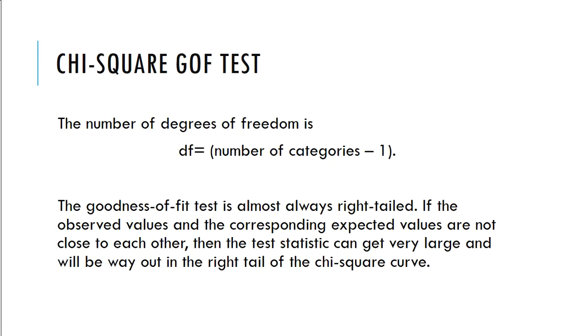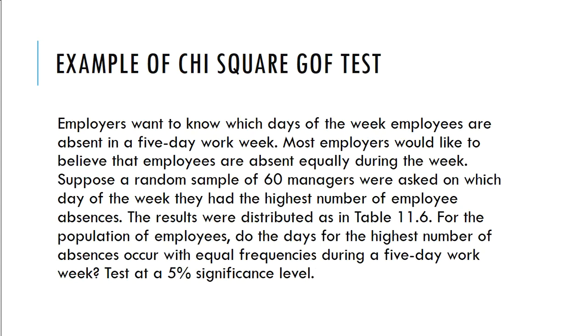If the observed values and the corresponding expected values are not close to one another, then the test statistic could get very large and will be way out in the right tail of the chi-squared curve. All right, so let's try an example.